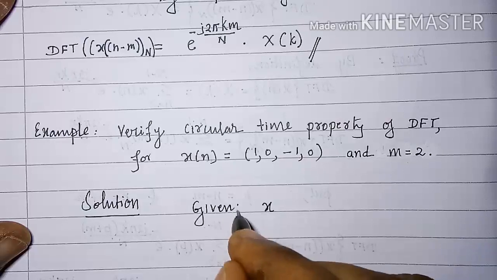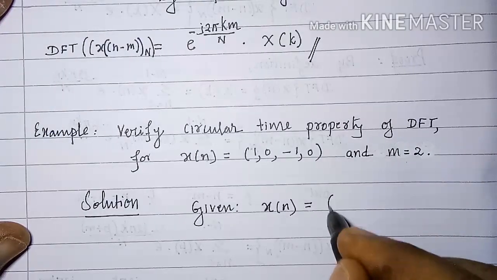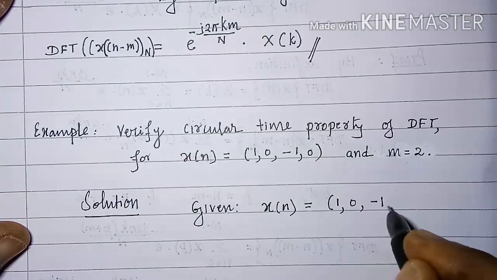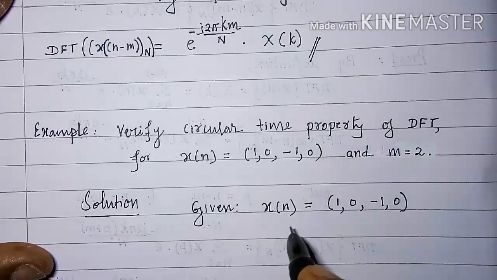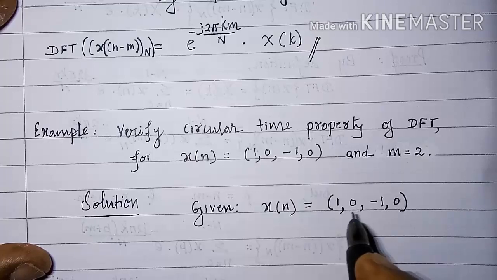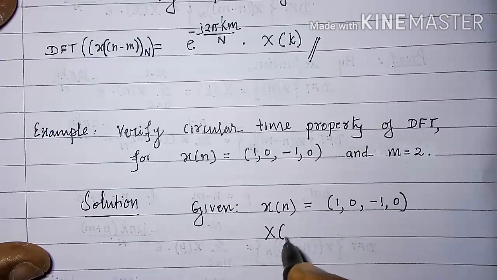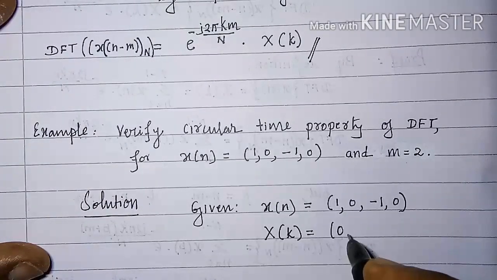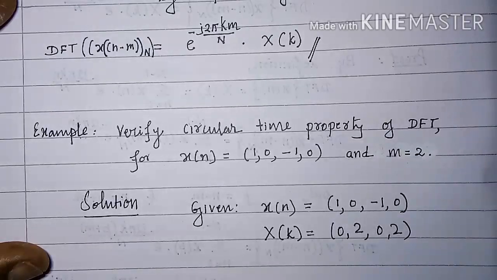Given x of n is equal to 1, 0, minus 1, 0. We have calculated the DFT of this sequence previously, and the DFT of this sequence is x of k equal to 0, 2, 0, 2.